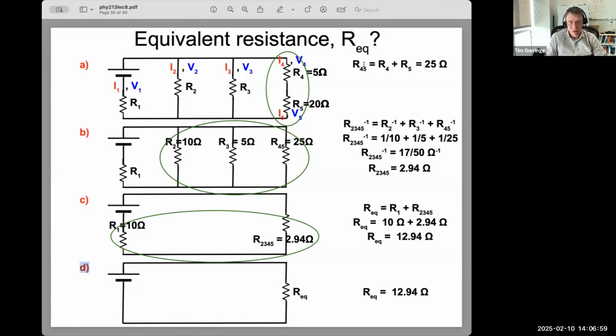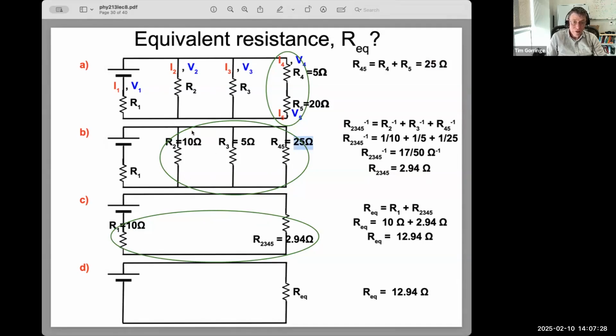For series resistors, the equivalent resistor is just the sum of the resistors. So I've got 5 ohms plus 20 ohms is 25 ohms. And so in the second sketch, I'd replace the two resistors R4, R5 with a single resistor R45, the subscript meaning it's a combination of R4 and R5. That's 25 ohms. Once I did that, I spotted now I've got 3 resistors in parallel with one another.